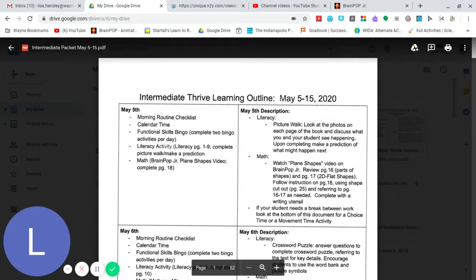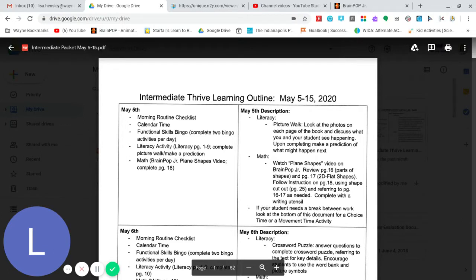The actual page that you are going to complete, you will need a writing utensil for, and it is page 18 in the math section. So page 18 in the packet. We'll get to this in a minute, but you are going to watch a Brain Pop Junior video on plane shapes, and then you're going to review. So after watching the video, you're going to review pages 16 and 17 in the packet. Those are both parts of shapes and then a review of the 2D flat shapes.